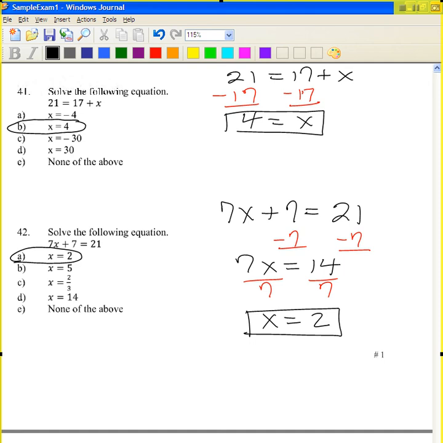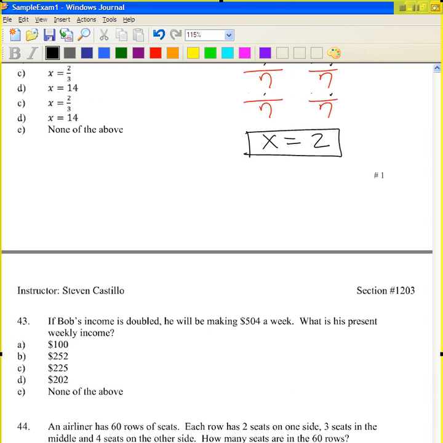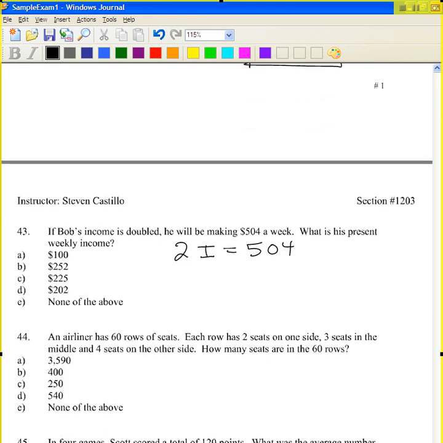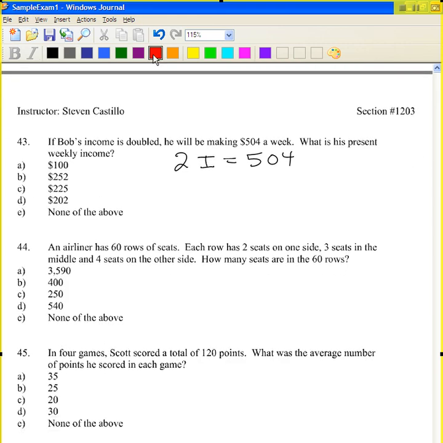Let me do problem 43. If Bob's income is doubled, so let I be his income, he will be making $504 a week. What is his present weekly income? Well, let's divide by 2.